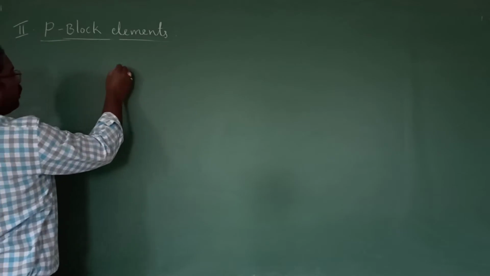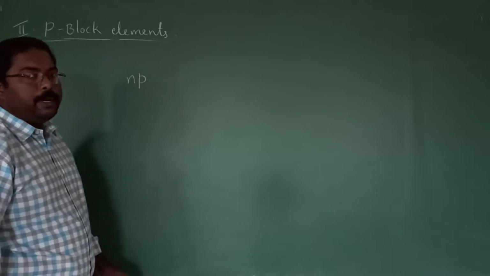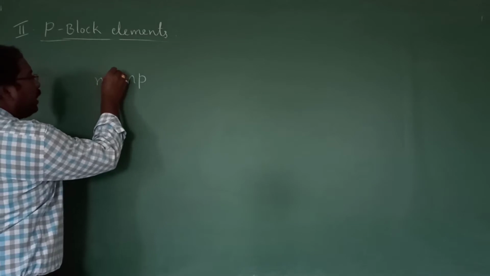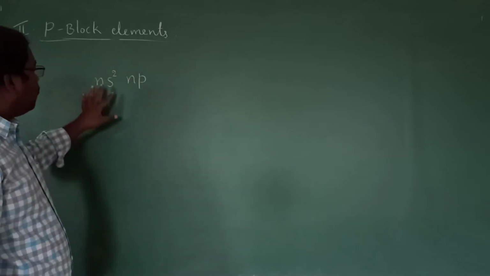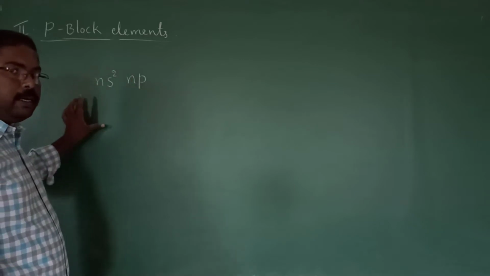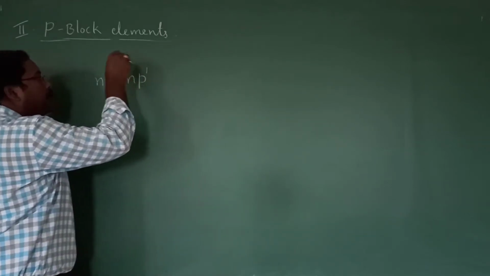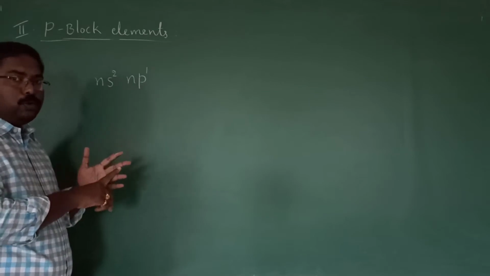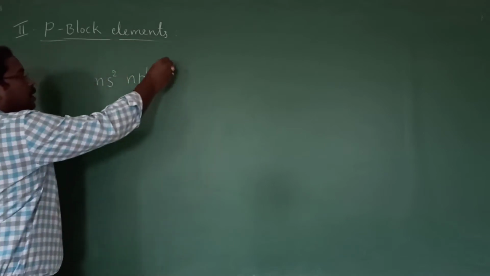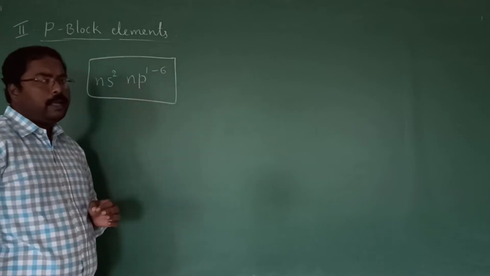For example, the electron entering into the p orbital means the s orbital is already completely filled. Understood the logical method? The electron is entering into the p orbital means it has already entered the s orbital. So ns2, and then np1, np2, 3, 4, 5. It can go up to 6. So all these 6 groups come under P block elements.